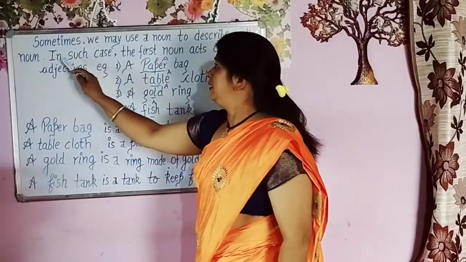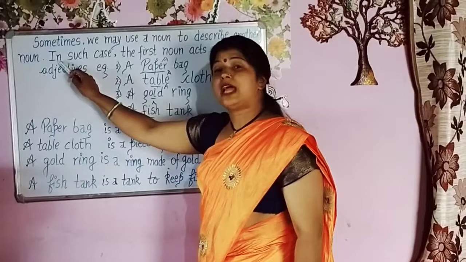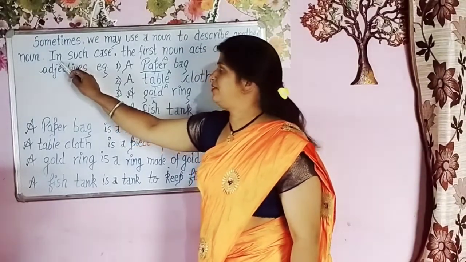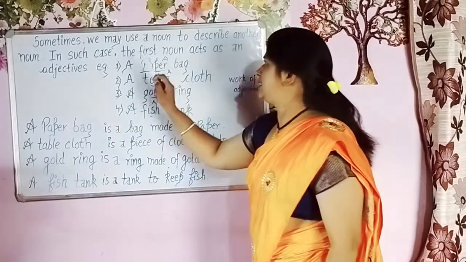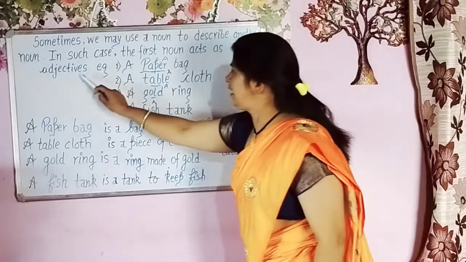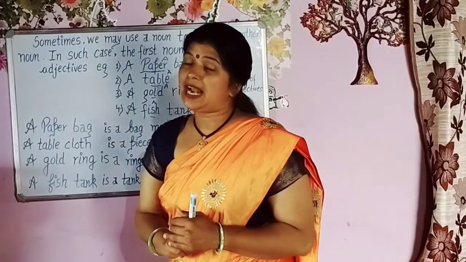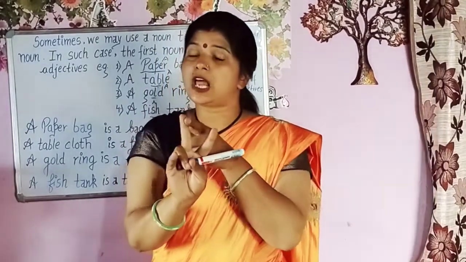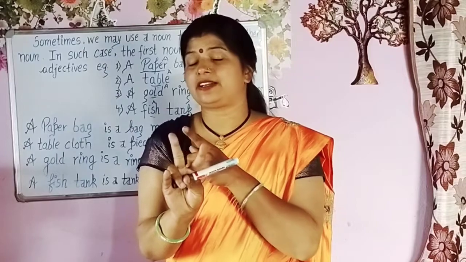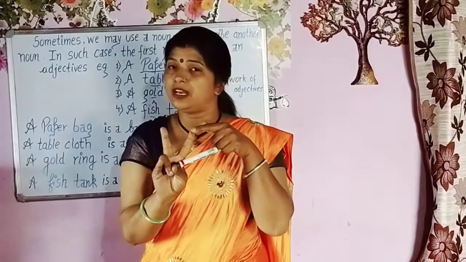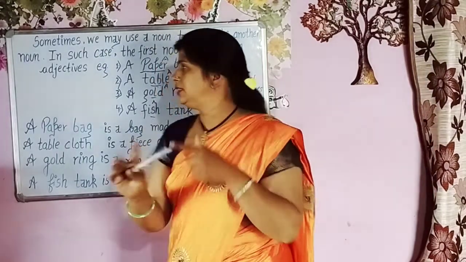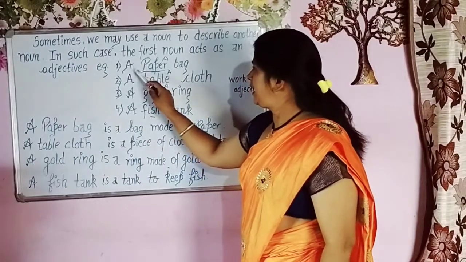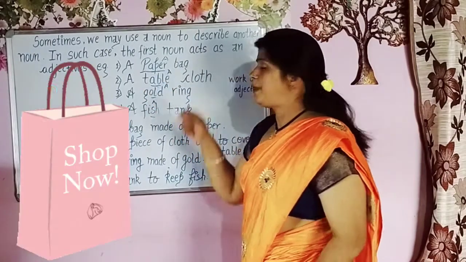So that means a noun is used as an adjective. Okay, so in such a case the first noun acts as an adjective. So in that case, when two nouns are given in the sentence, the first noun will act as an adjective and the second one will be your noun. So see the examples. See here, the first one is given: a paper bag.